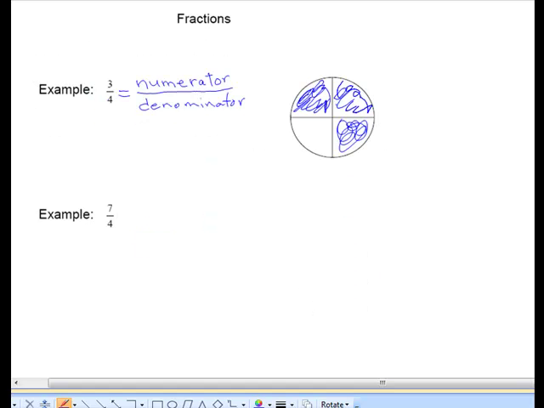Let's look at another fraction. 7/4. So 7 is our numerator. This will be selected parts. And 4 is our denominator. This is parts in one whole object. Because the numerator is bigger than the denominator, we're going to need more than one object. The 4 is just the parts in one object.